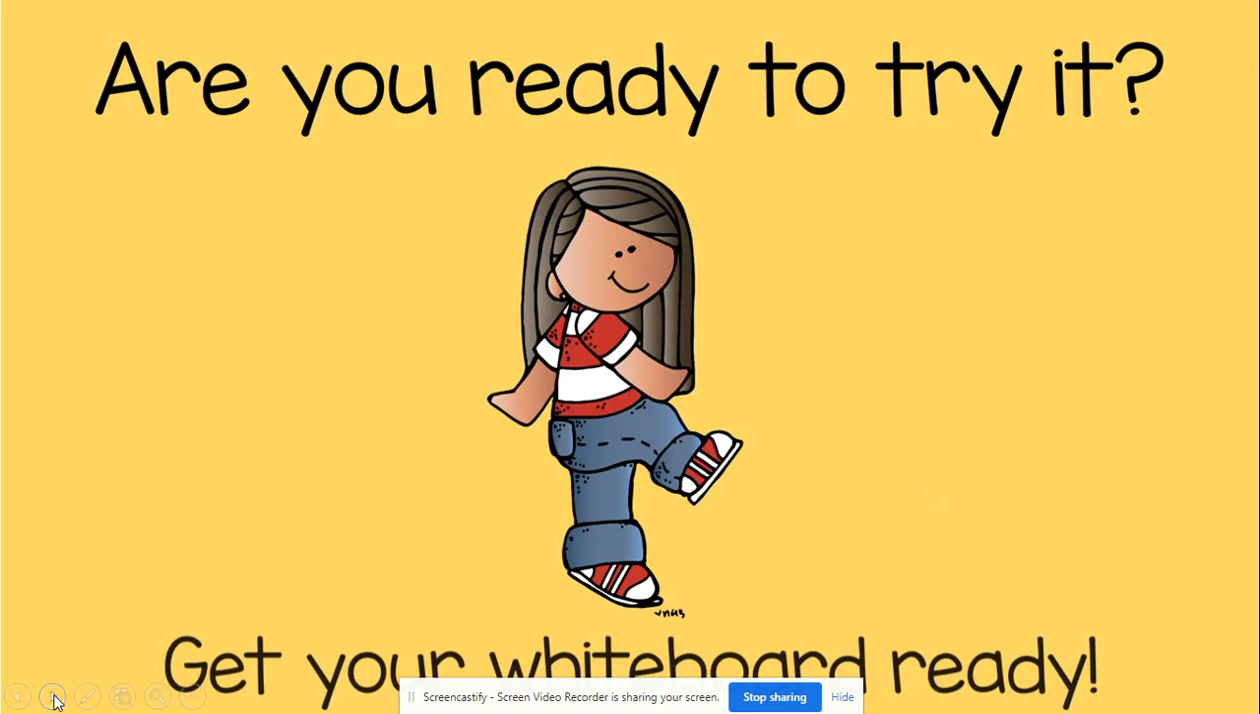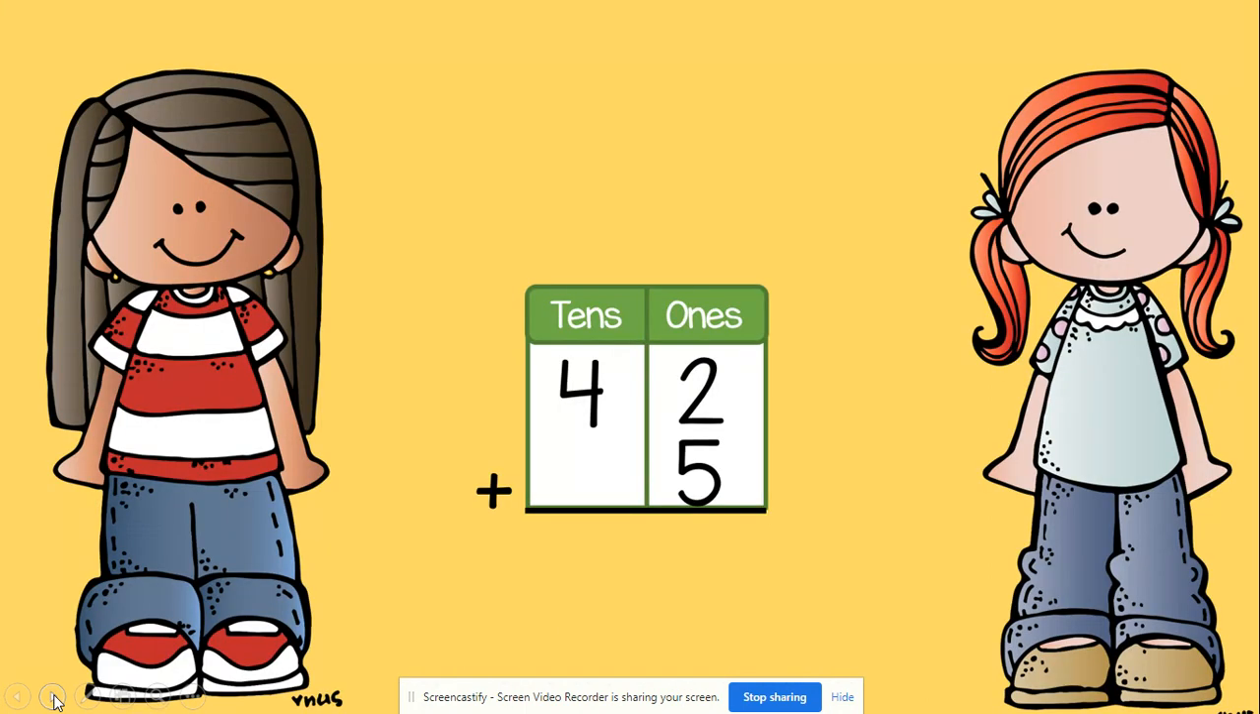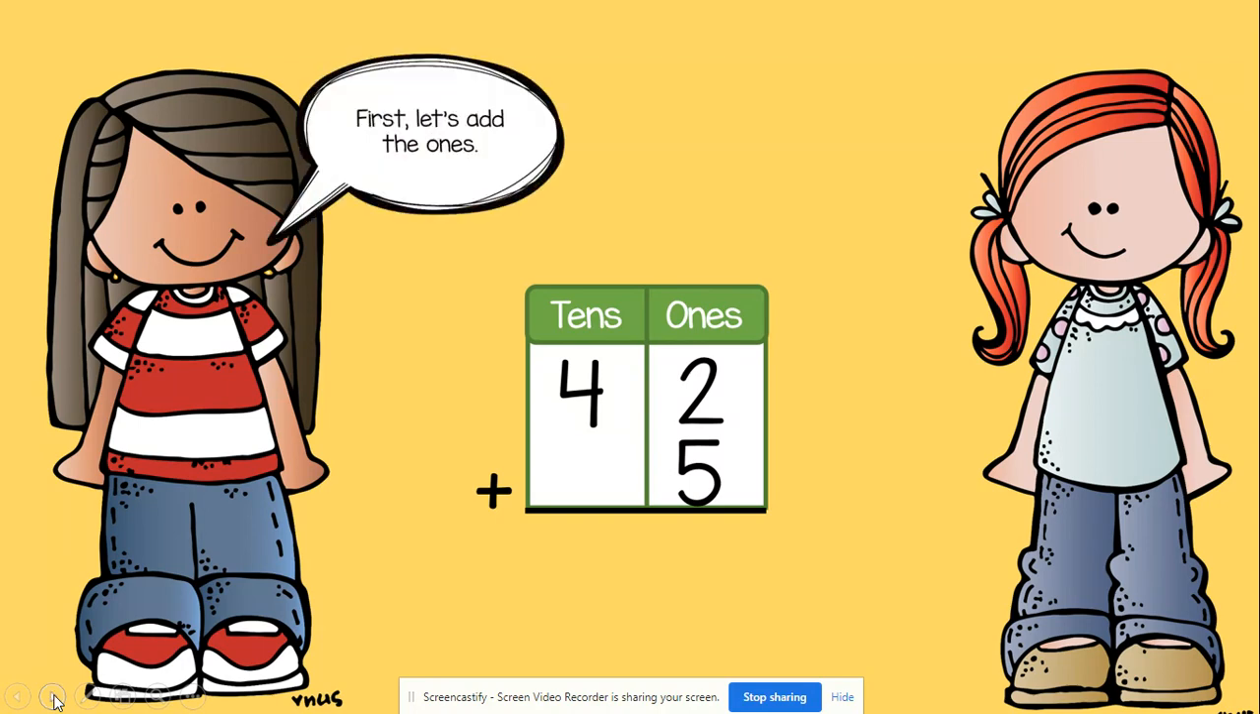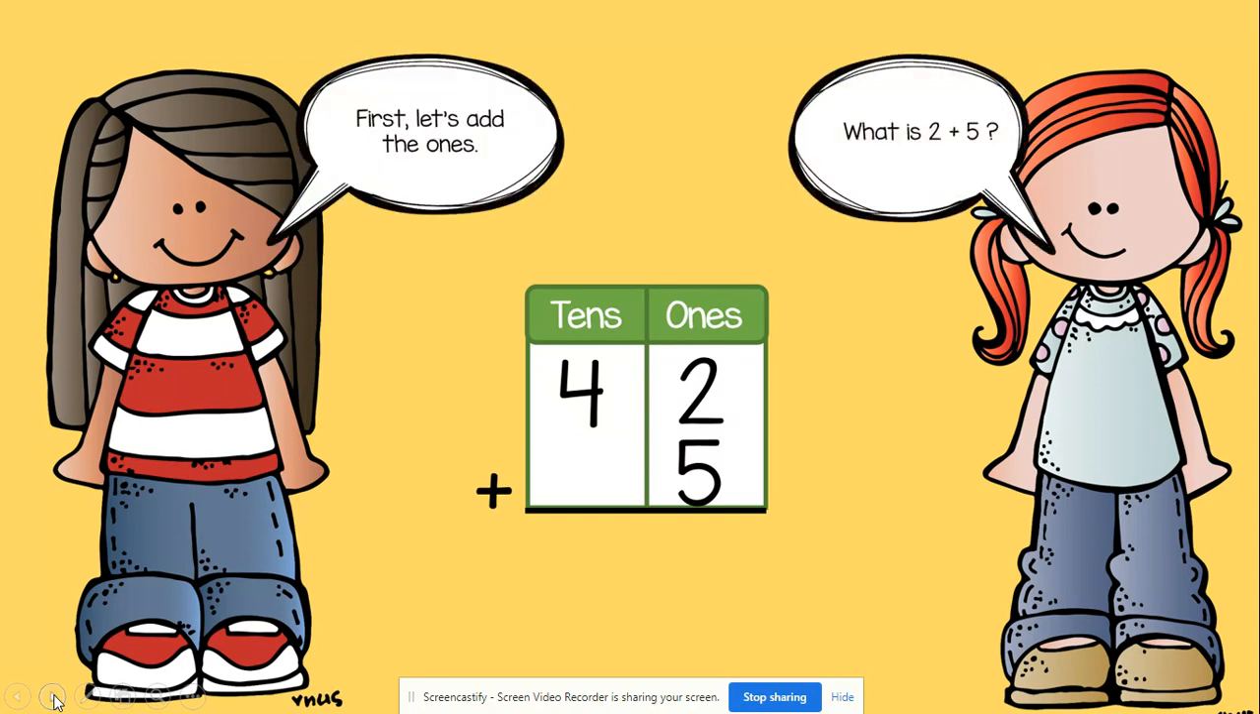You ready to try it again? Get your whiteboard ready. Okay, write this problem down. 42 plus 5. I want you to write it exactly as it looks on this board. First, let's add the ones. What is 5 plus 2? 5, 6, 7. 7, good. That's right, 2 plus 5 is 7.